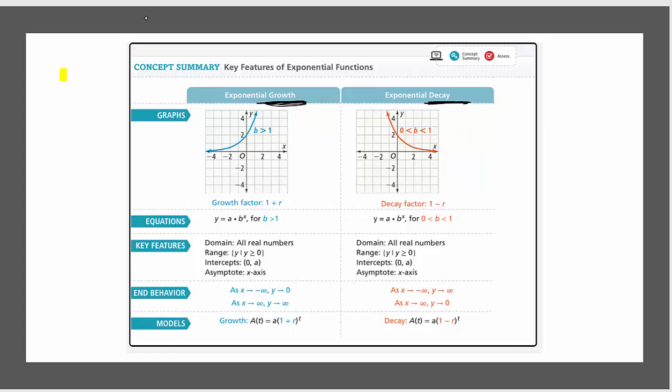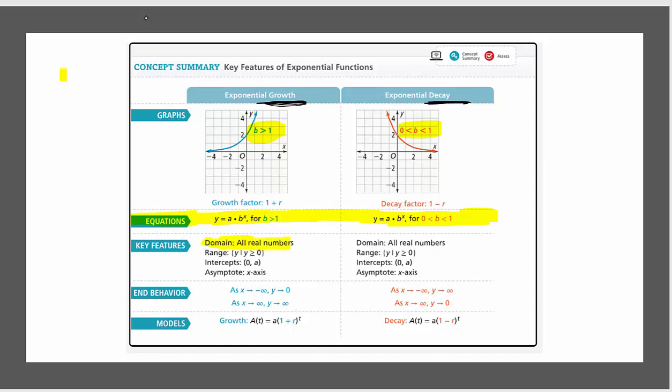So what makes these two differences is the base number. For growth, our base number is a value greater than 1, and for decay, it is between 0 and 1. If you look at the equation line down below, we have our b value is greater than 1 or between 0 and 1. Now let's look at some of the key features here.